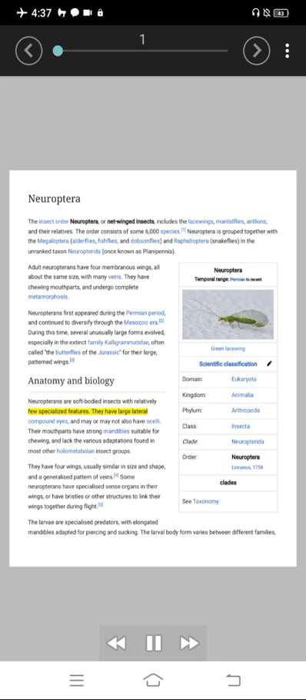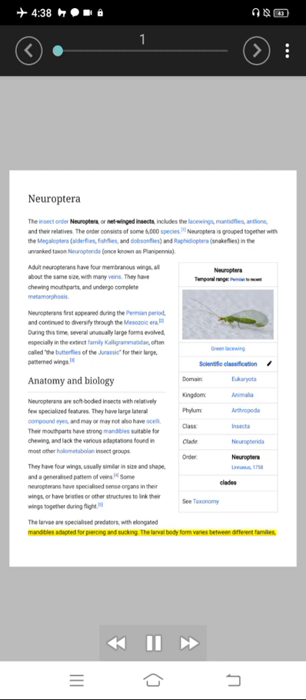Neuropterans are soft-bodied insects with relatively few specialized features. They have large lateral compound eyes, and may or may not also have ocelli. Their mouthparts have strong mandibles suitable for chewing, and lack the various adaptations found in most other holometabolan insect groups. They have 4 wings, usually similar in size and shape, and a generalized pattern of veins. Some neuropterans have specialized sense organs in their wings, or have bristles or other structures to link their wings together during flight. The larvae are specialized predators, with elongated mandibles adapted for piercing and sucking.